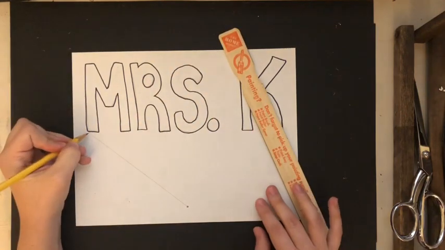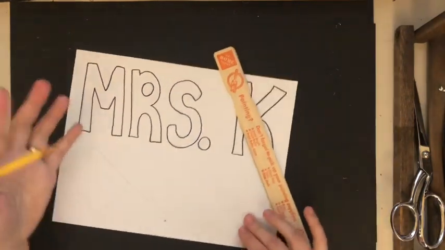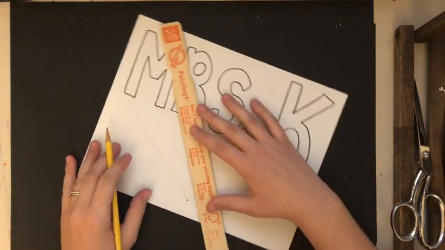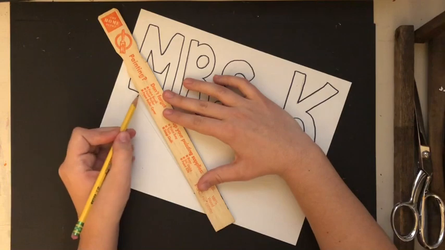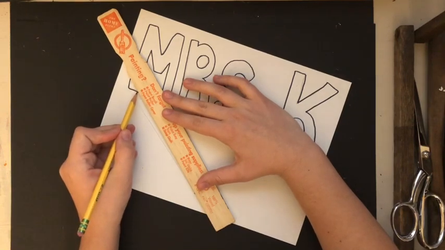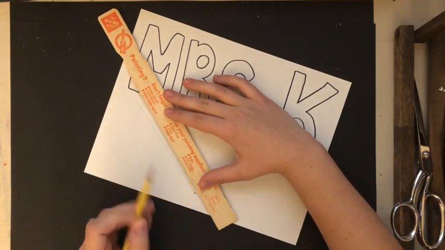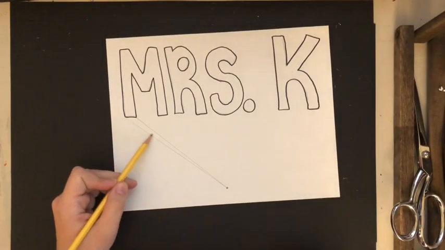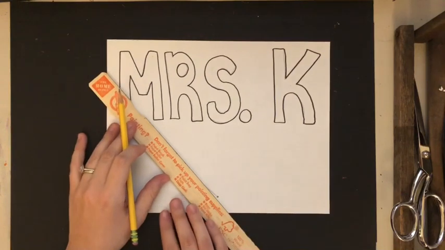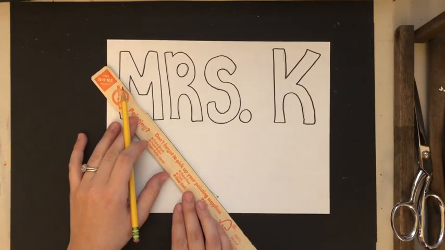So make sure you're using a ruler. Freehanding it isn't going to give you the same effect because your lines won't be perfectly straight. So then I'm going to take the other corner, the bottom corner, and make another line. So you'll see I have two lines that make it look like this is the bottom of the M. So I'm going to do the same thing with this part of the M.